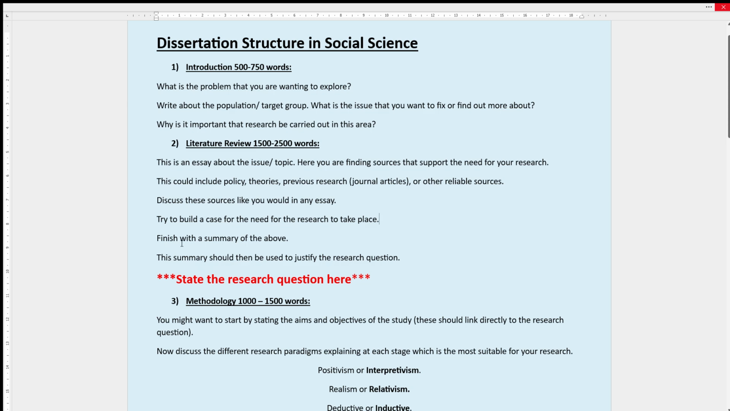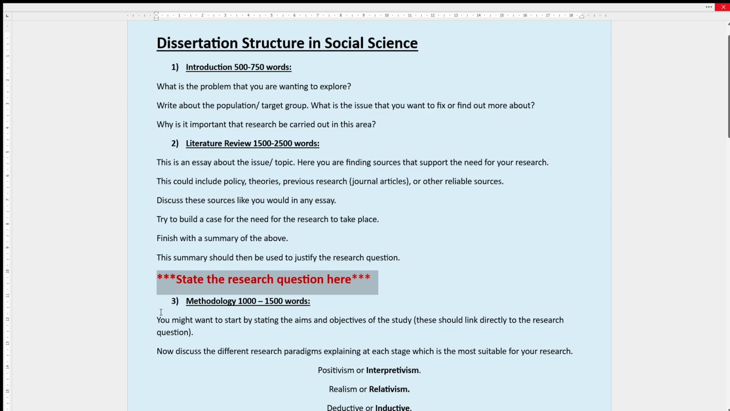These summaries should make it imperative that this research question is answered. They should really sell the reason for this research question. So it should finish with something like, therefore it is imperative that, or it would be very useful to answer the following question, which is the research question. So that's where the research question should sit.